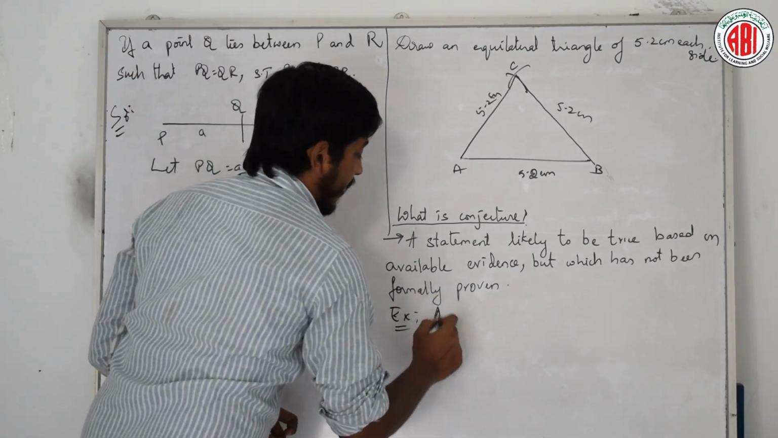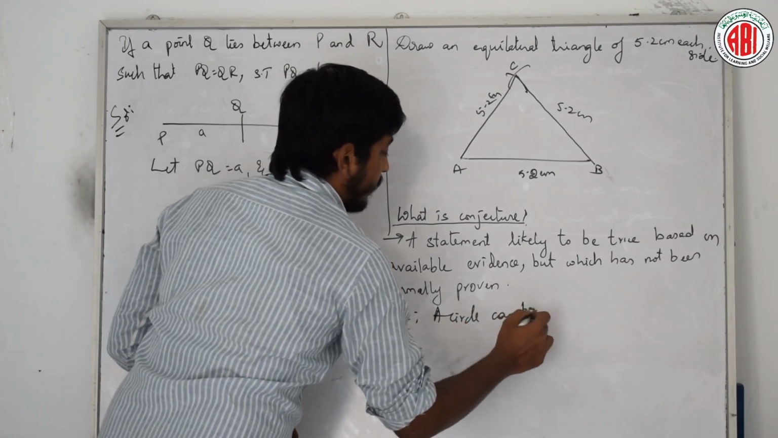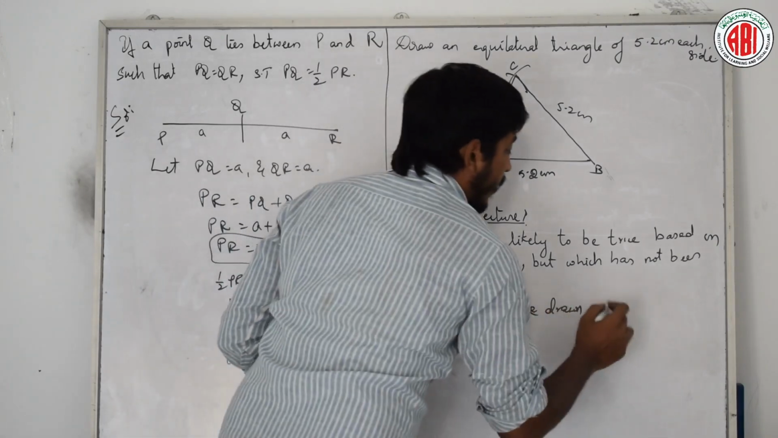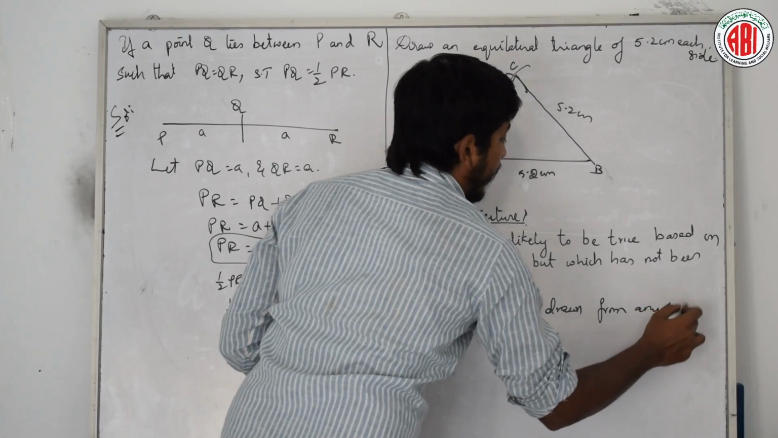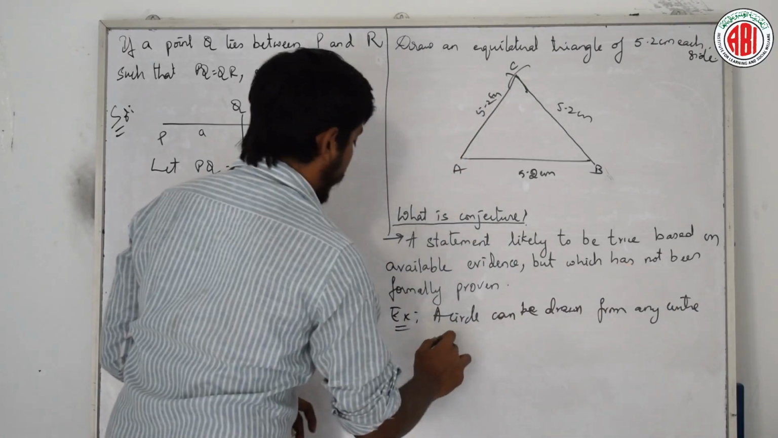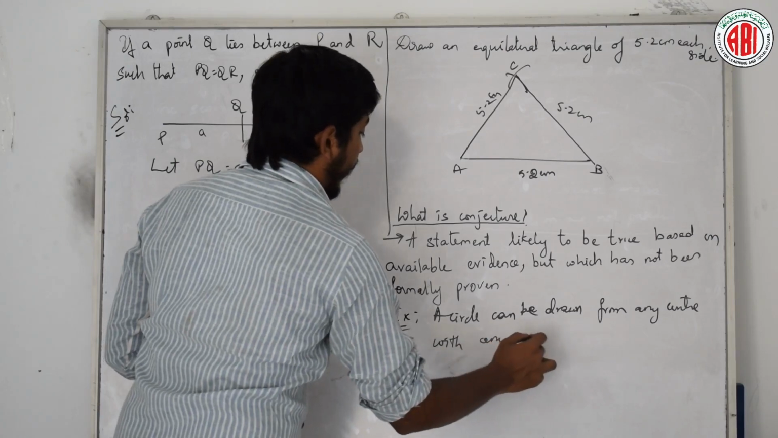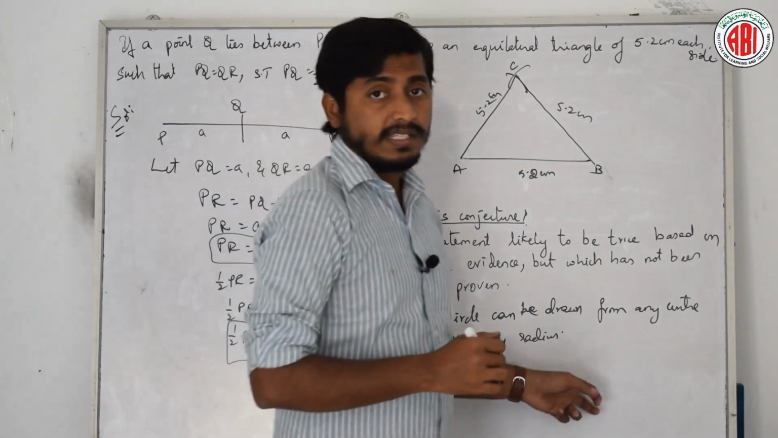A circle can be drawn from any center with any radius. Clear? Is it fine?